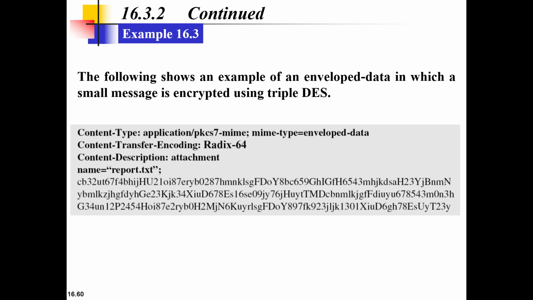In the example 16.3, we can see the content type as application/PKCS7-MIME. MIME type equals enveloped data. Next, content transfer encoding is Radix 64 as we have discussed before. Next, the content description is the attachment name called report.txt. So this is basically an example of an enveloped data in which a small message is encrypted using triple DES.